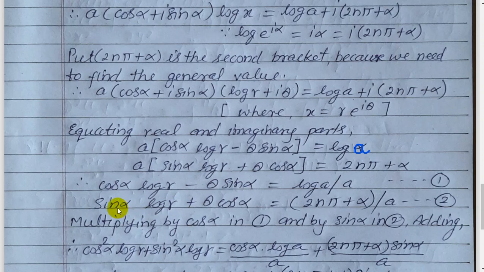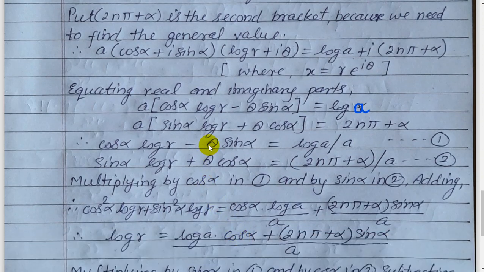After that, sin alpha into log r, that is sin square alpha into log r plus theta into sin alpha into cos alpha equals, here cos alpha into log a upon a, and here sin alpha into 2n pi plus alpha upon a. We are adding these two new equations after multiplication, so we get minus and plus.